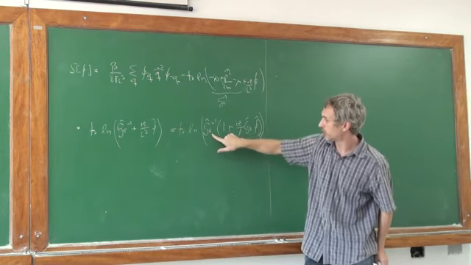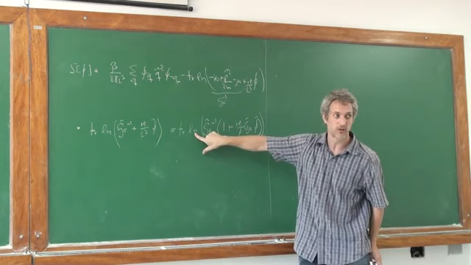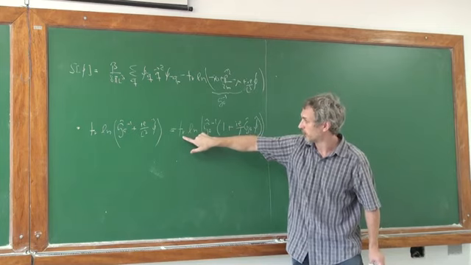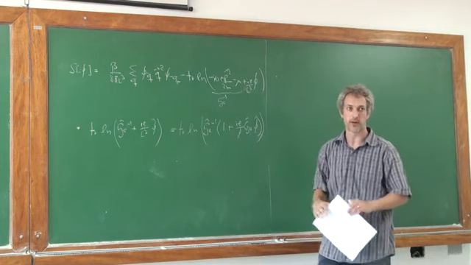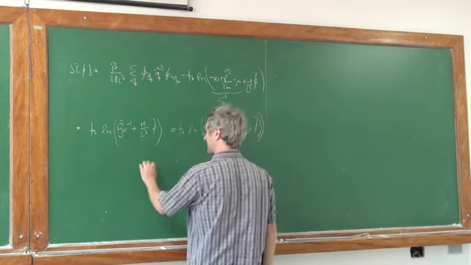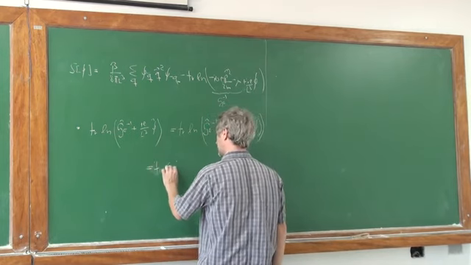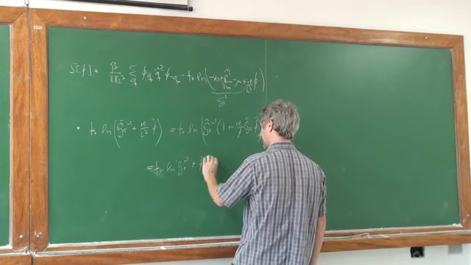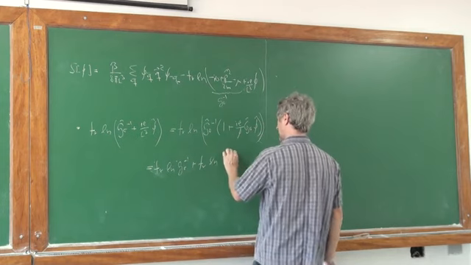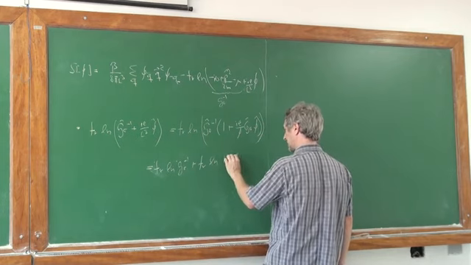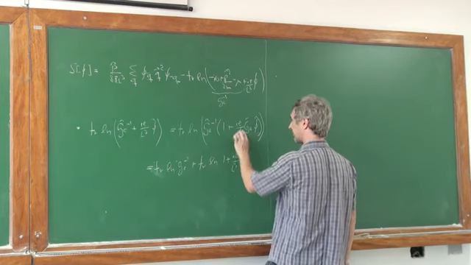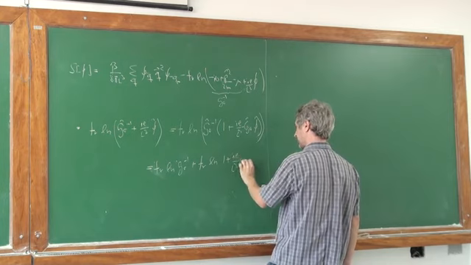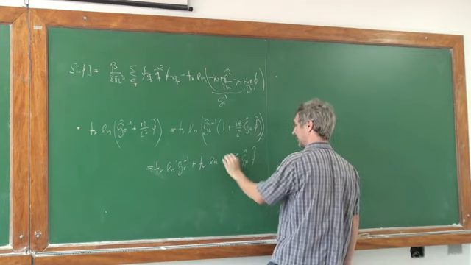And now we can use the property of the log known for numbers, ln of a times b is ln a plus ln b, and because of the trace, it also holds for operators. So we can write this as trace ln of G0 to the minus 1 plus trace ln of 1 plus G0 times phi. Okay?